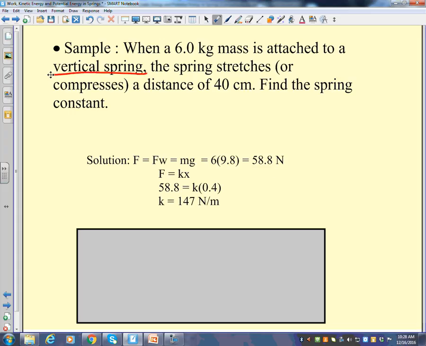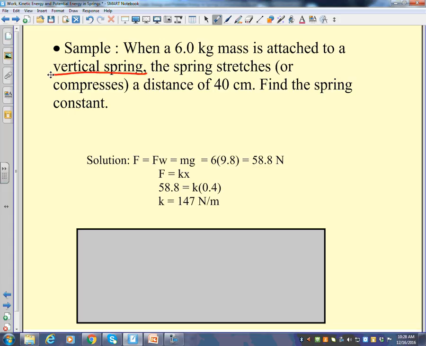Vertical spring. That's a good question, Joel. How do you know it's vertical? Right, it's because it's hanging from something, or sitting on top of something, right? Yeah. So when you attach the 6 kilogram mass, the spring stretch is only 40 centimeters.